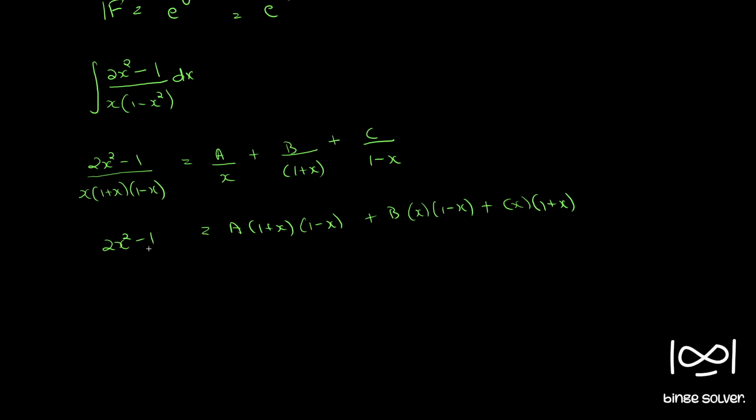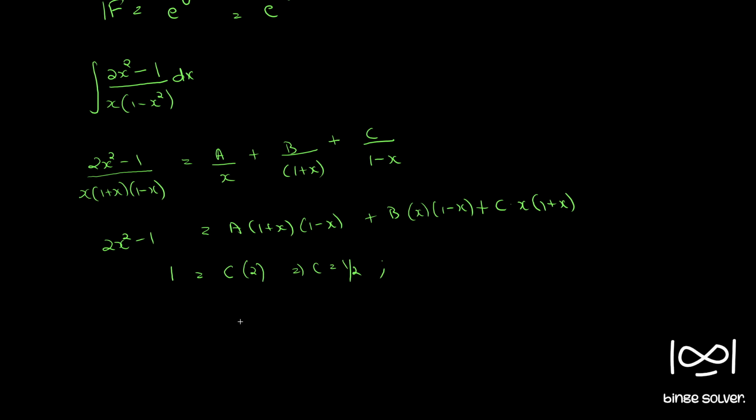Now we can put various values for x to find a, b and c. Let me just write that neatly: plus c into x into 1 plus x. If you put x is equal to 1 on both LHS and RHS, we have 2 minus 1 is 1. So 1 is equal to, since the 1 minus x terms go 0, c into 1 into 2, 1 plus 1 is 2. So 2c is equal to 1, that implies c equal to 1 by 2.